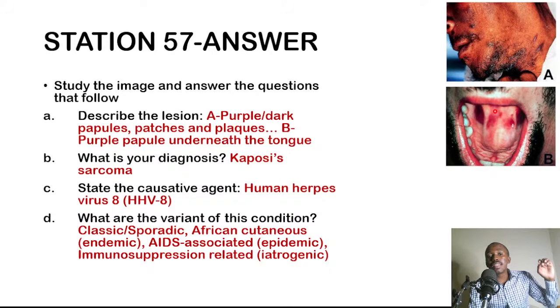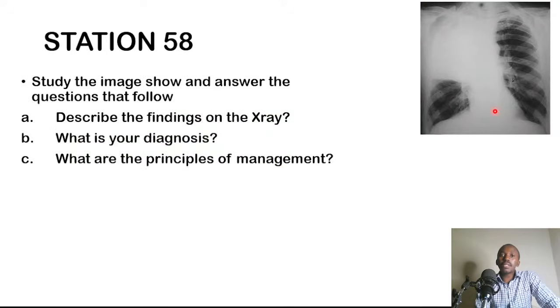And the variants, there are 4 of them. You have the classical type, which is also known as the sporadic. You have the African cutaneous type, which is also known as the endemic. We have the AIDS associated, which is known as the epidemic. And we have the immunosuppression, which is known as the iatrogenic. Okay, those are the types.